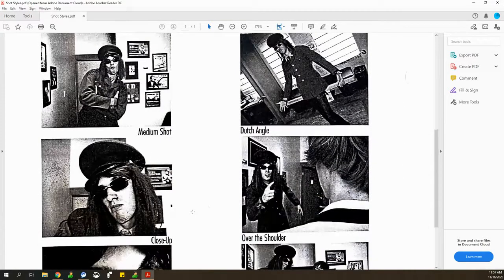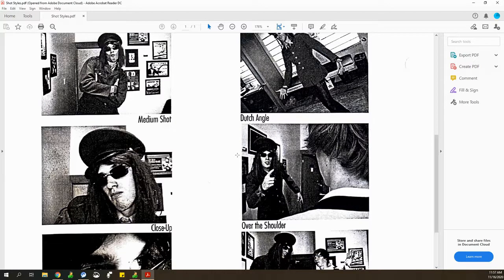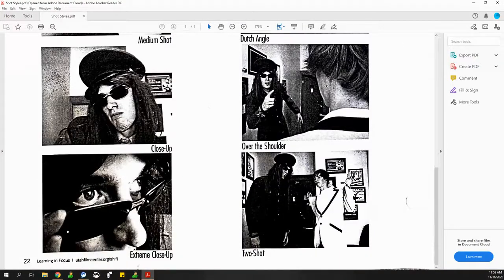A close-up, most of us know what a close-up is: it's a close-up of your face. They are used in movies a lot, especially if somebody's going to be crying or if something very interesting is going to be happening on their face. And then this is an example of an extreme close-up. It's not her whole face, it's even less of her face. It's like just her eyes.